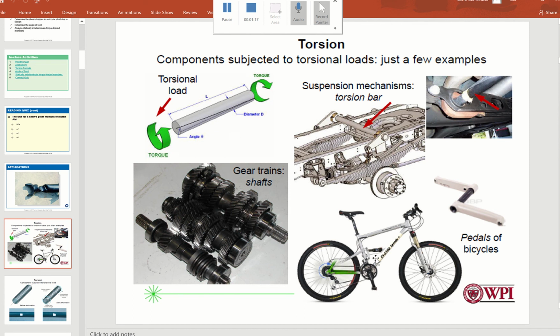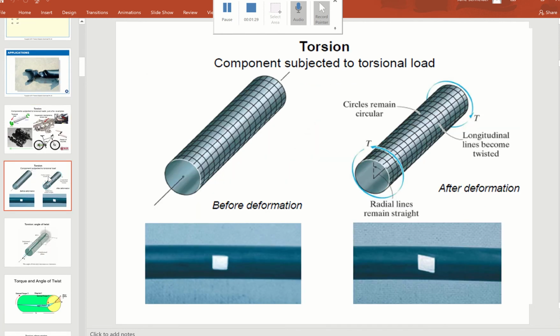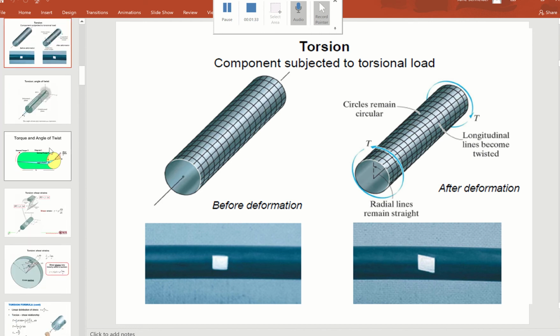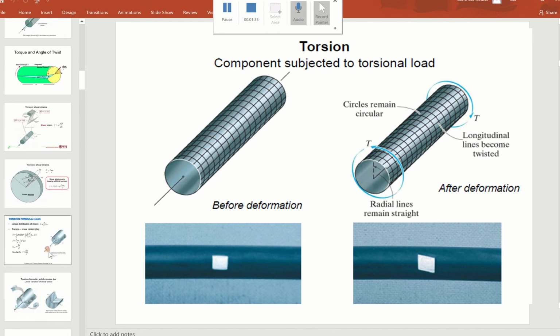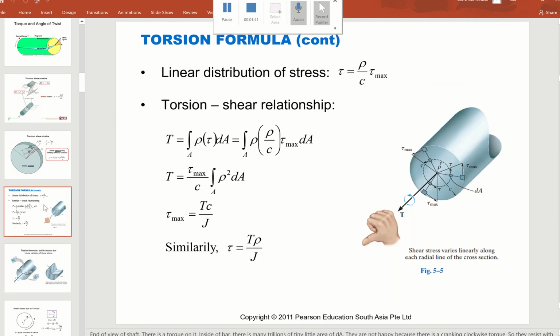Also when you pedal on your bike, that creates a torsion on this bar right here. Okay, so when we look at torsion, I'm going to skip those. We'll get back to learn the specific concept, and we're going to look at this slide here.